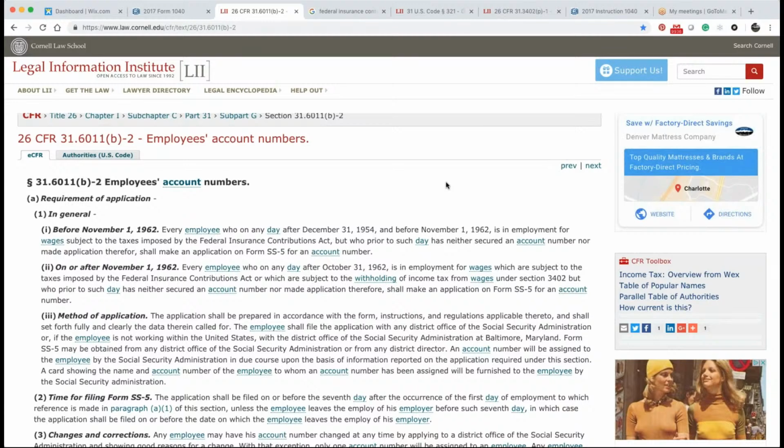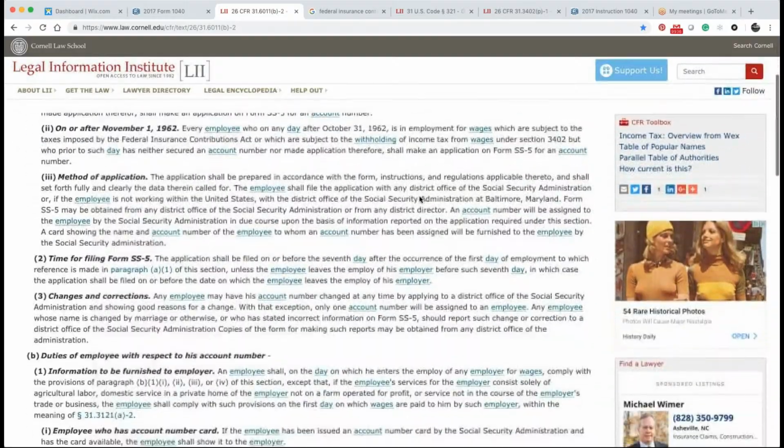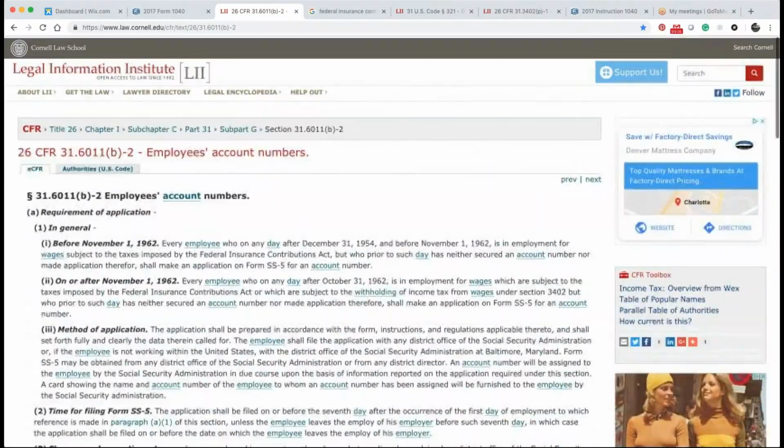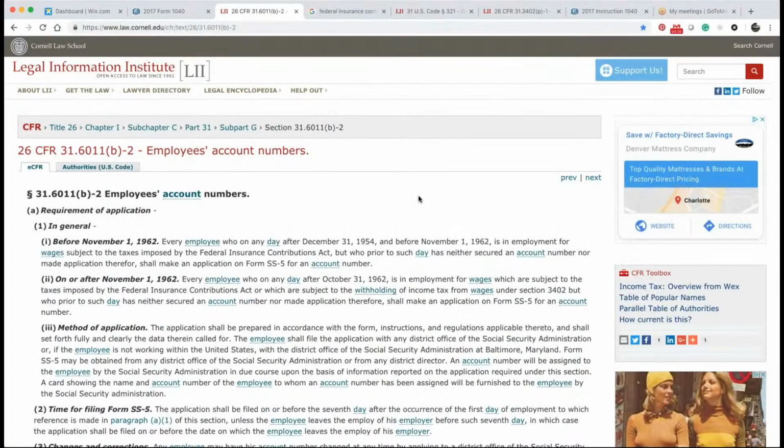Well, this is the employees' account numbers. If you guessed that your Social Security number is an account number, that's what this is talking about. Let me go and read it. I'm going to read through this. I might skip a few sections and try to cover what applies to most people. So here we go.